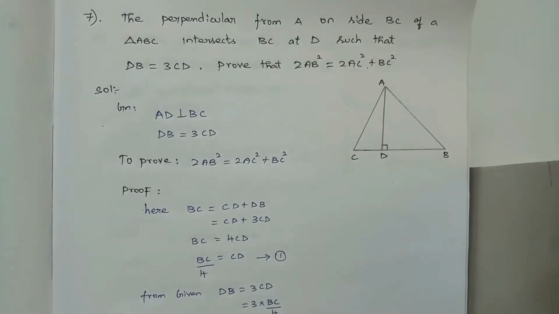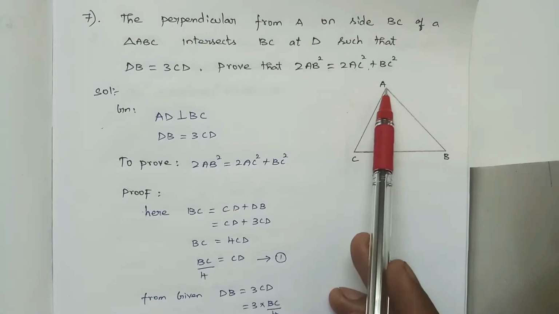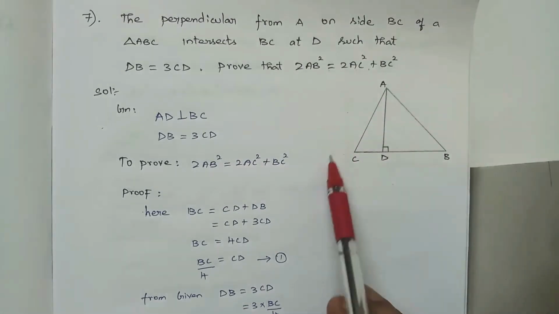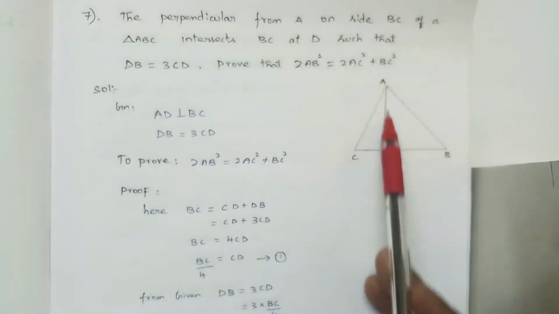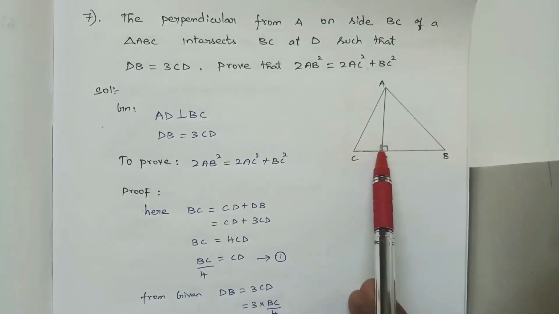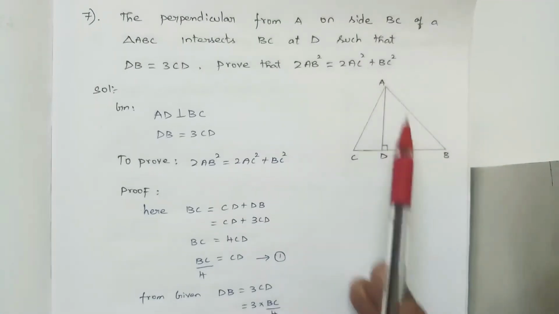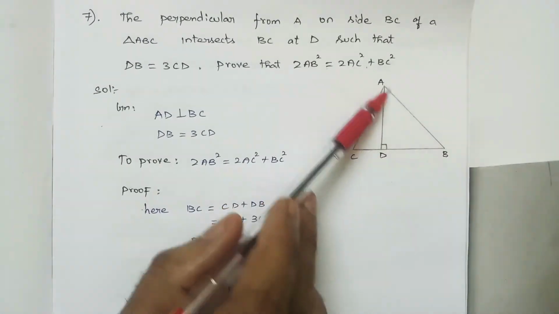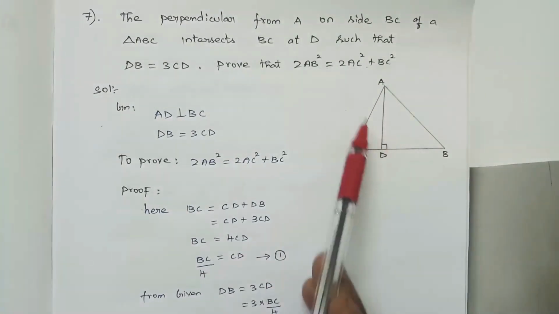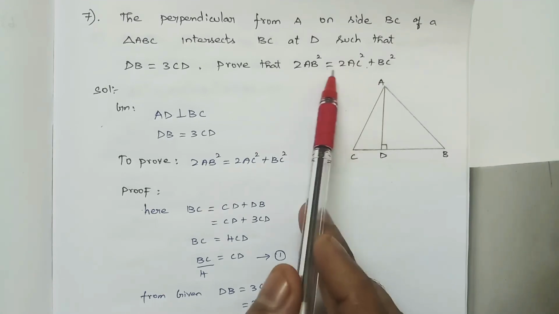See, we have two right angle triangles. One is ADC, a right angle triangle. The second is ADB, a right angle triangle. Actually, what we need, see, is AB square, AC square, BC square. So for AB square we need this triangle, ABD. At the same time, AC square is also there.